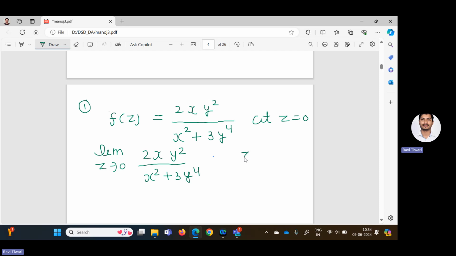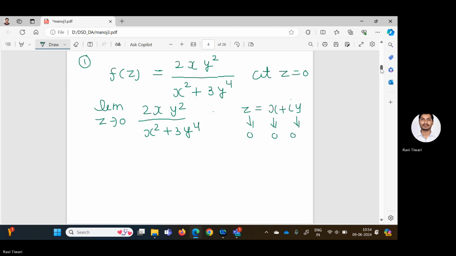We can take z equal to x plus iy. If z is tending to 0, this means x also has to tend to 0 and y also has to tend to 0. So in place of the limit z tending to 0, we can write the limit x tending to 0, y tending to 0, of 2xy square divided by x square plus 3y power 4.